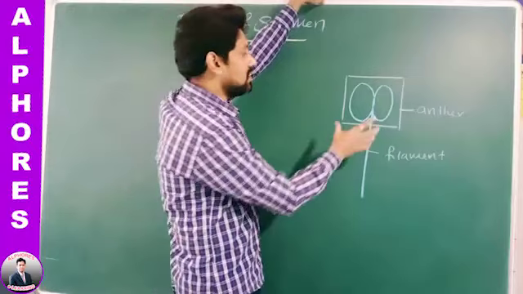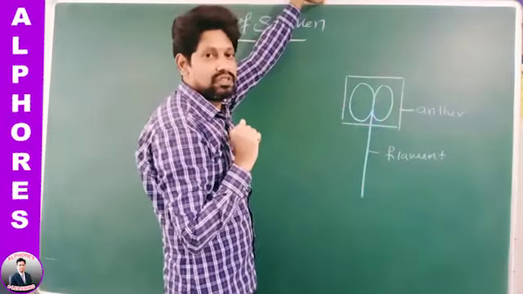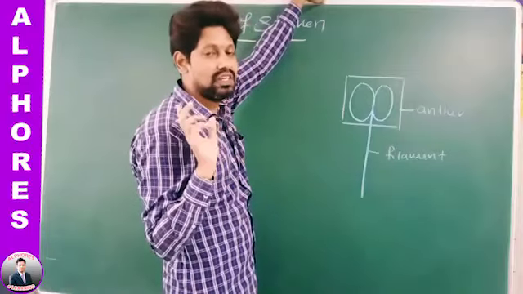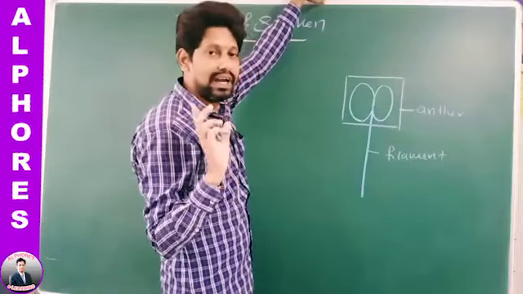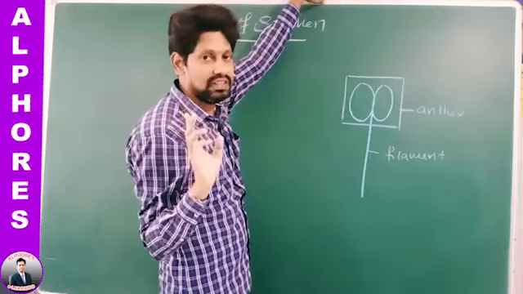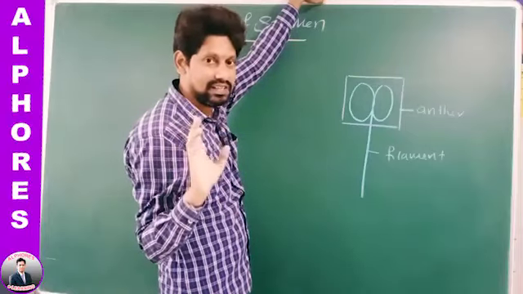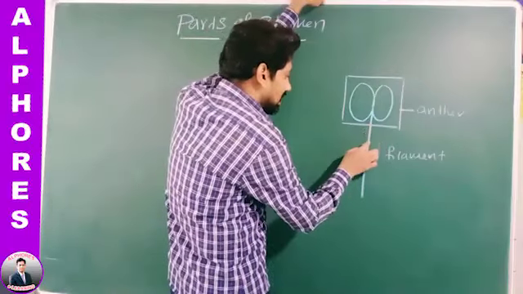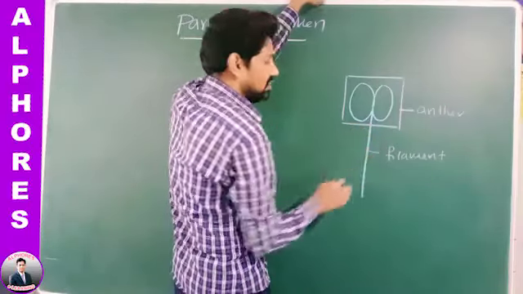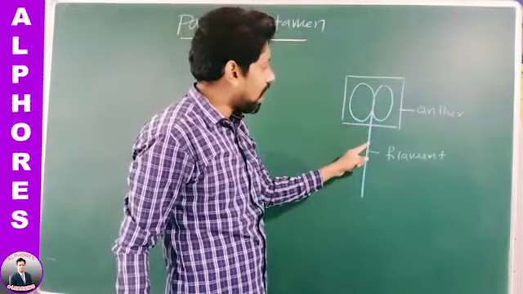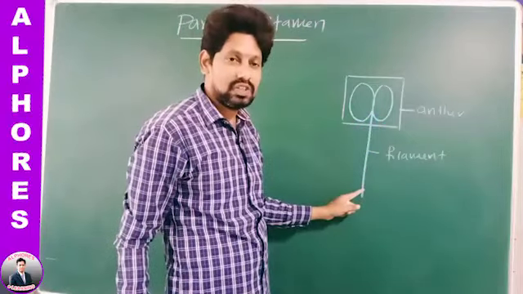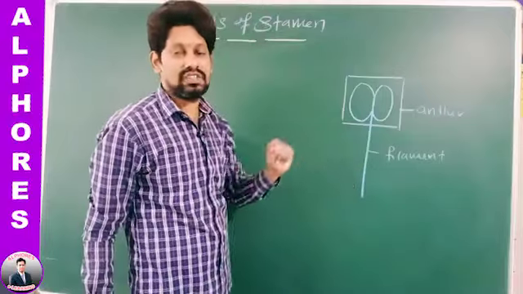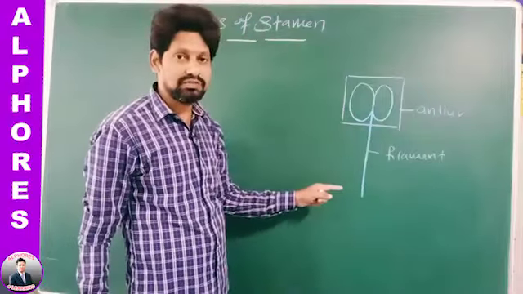This anther is of 2 types. One is dithecous anther, the second one is monothecous anther. We will discuss in detail. Now, listen first. This is the filament. Filament means the stalk of the stamen.